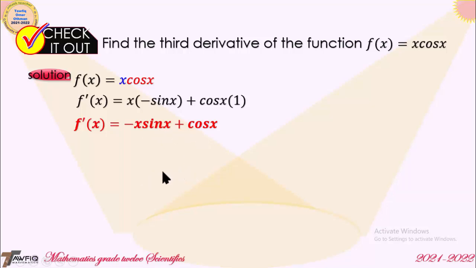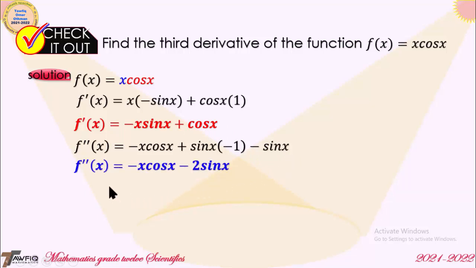And now take the second derivative. f double prime of x is equal to the first one, minus x, times the derivative of sine, which is cosine, plus the second one, sine x, times the derivative of the first one, which is minus x, which is minus 1. The derivative of cosine is minus sine. Simplifying, the second derivative is equal to minus x cosine x minus 2 sine x.